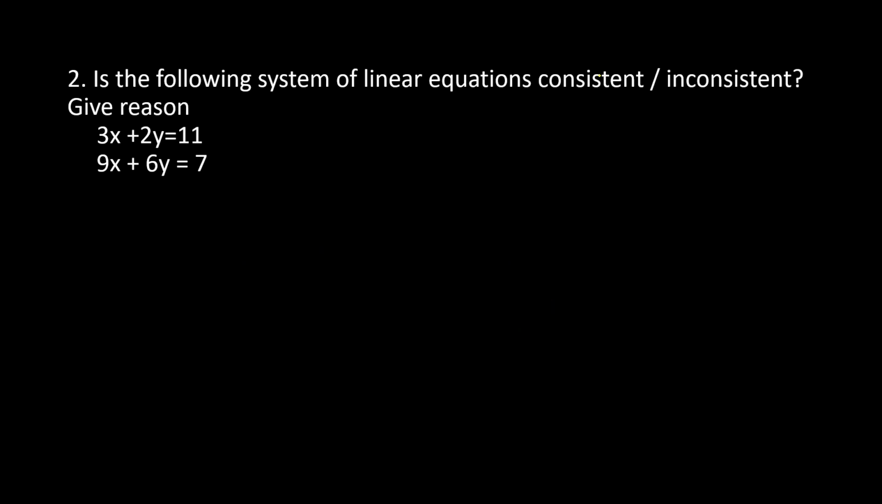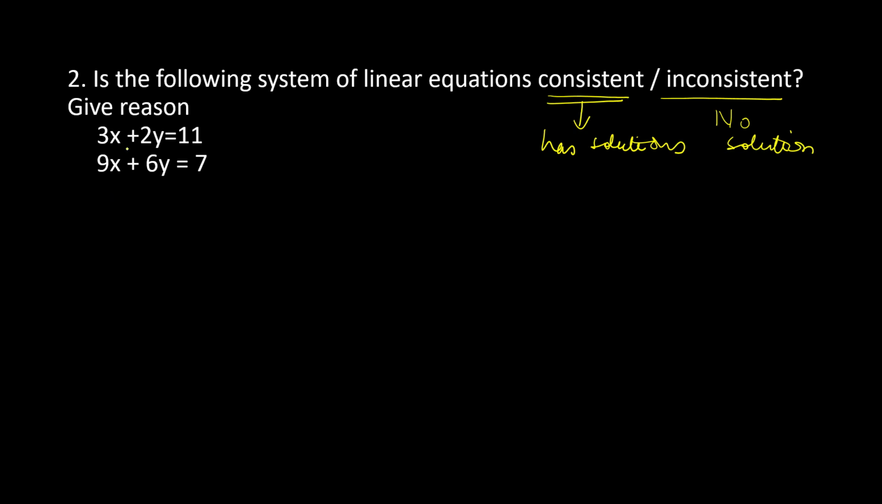Is the following system of linear equations consistent or inconsistent? Give reason. You would say that a pair of linear equations is consistent only if it has solutions. Either it should have one solution or many solutions, doesn't matter. At least one solution should be there. And you would call it inconsistent if there is no solution.